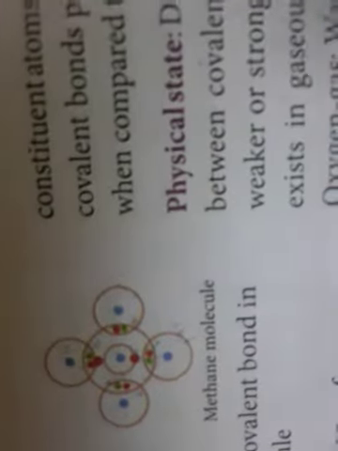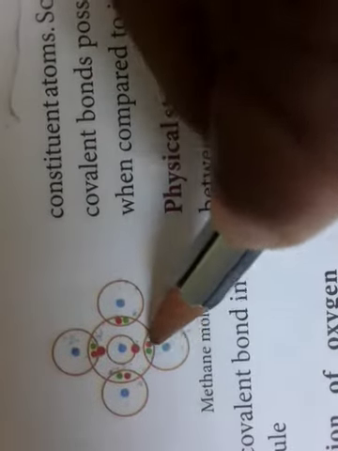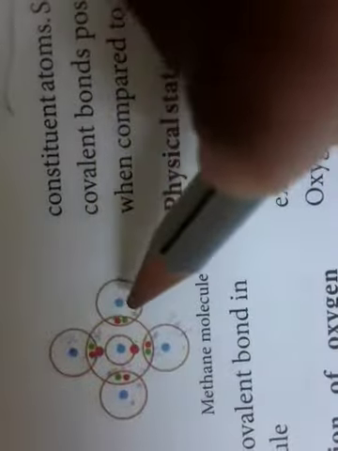So as a result, after sharing, what will happen? For this carbon 1 2 3 4 5 6 7 8, 8 electrons are present in the outermost orbit of carbon, and for this hydrogen 1 and 2. So 2 electrons are present in the outermost orbit, and for this hydrogen 1 2, 2 electrons. For this hydrogen 1 2, 2 electrons, and for this hydrogen 2 electrons. So the outermost orbit of hydrogen is also satisfied, and the outermost orbit of carbon is also satisfied by having 8 electrons, thus proving the octet rule.